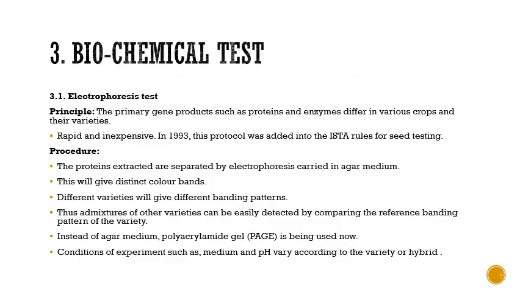So now coming to the third category in our seed testing, that is the biochemical test. Under that we will be seeing the electrophoresis test, and the main principle behind this is that the primary gene products such as proteins and enzymes differ in various crops and their varieties. This difference between the proteins and enzymes is utilized to differentiate between the varieties of a crop. It is very rapid, fast and inexpensive. That is the major advantage of the electrophoresis test, and in 1993 this protocol was added into the ISTA rules for seed testing.